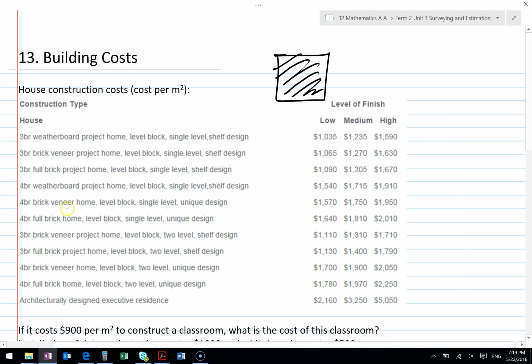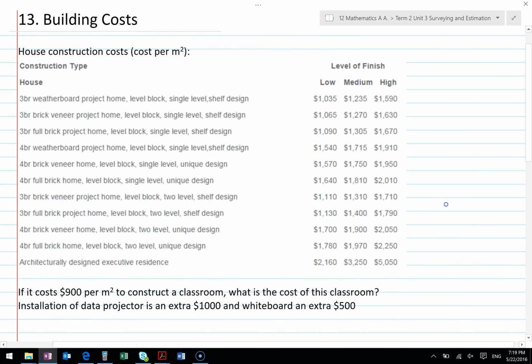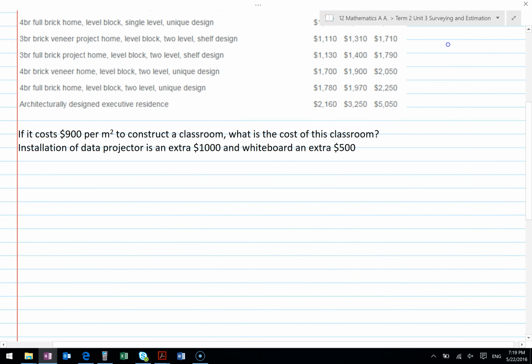So if it's a full brick home, level block, single level, like a unique design, multiply by $1,750 per square meter, and that'll be an indication of the cost of construction. So these things do actually exist out in reality.